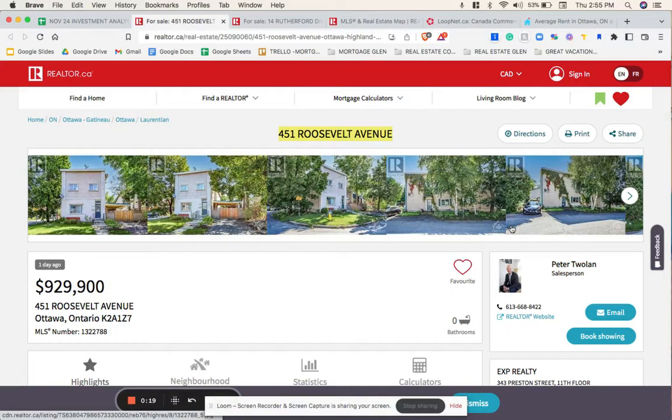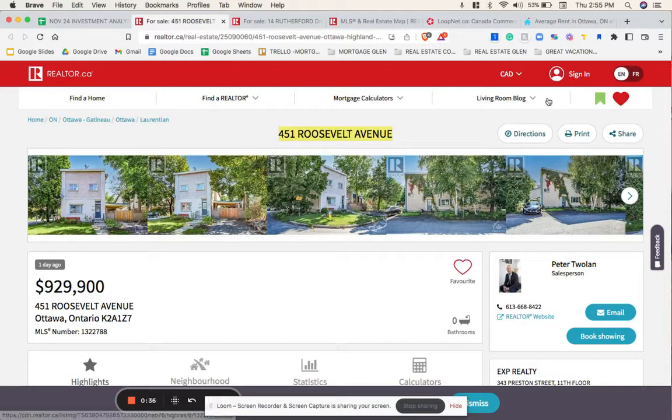Okay, let's analyze this property here. We found this on realtor.ca or LoopNet. You can find them as well. We just scanned the website, looking for units under 4 units. Okay, so we found here a duplex.